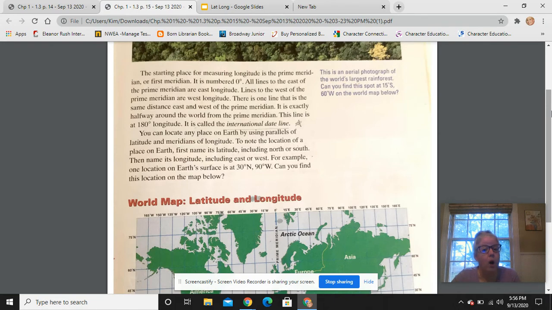There is one line that is the same distance east and west of the prime meridian. It is exactly halfway around the world from the prime meridian. This line is at 180 degrees longitude. It is called the international date line.